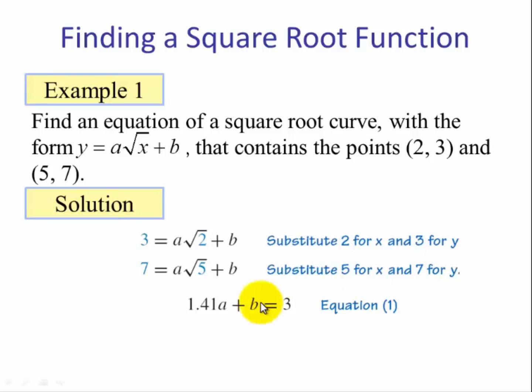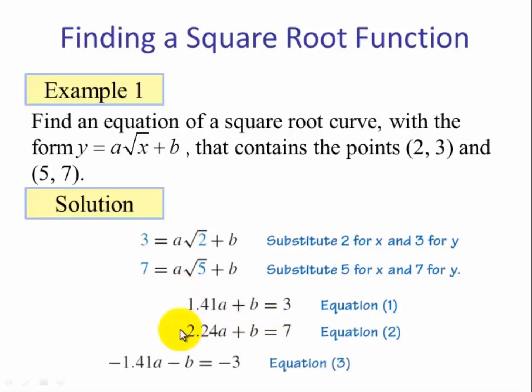Approximating the square root of 2, we have 1.41 times a plus b equals 3 from the first equation. And in the second equation, the square root of 5, which is approximately 2.24, times a plus b equals 7. To solve this system, it's probably going to be easiest to do elimination. So I'm going to take the first equation and multiply everything by -1. This way, when we add up the b's, we'll have a negative b plus a positive b. The b's will cancel. So the first equation multiplied by -1 is this third equation.